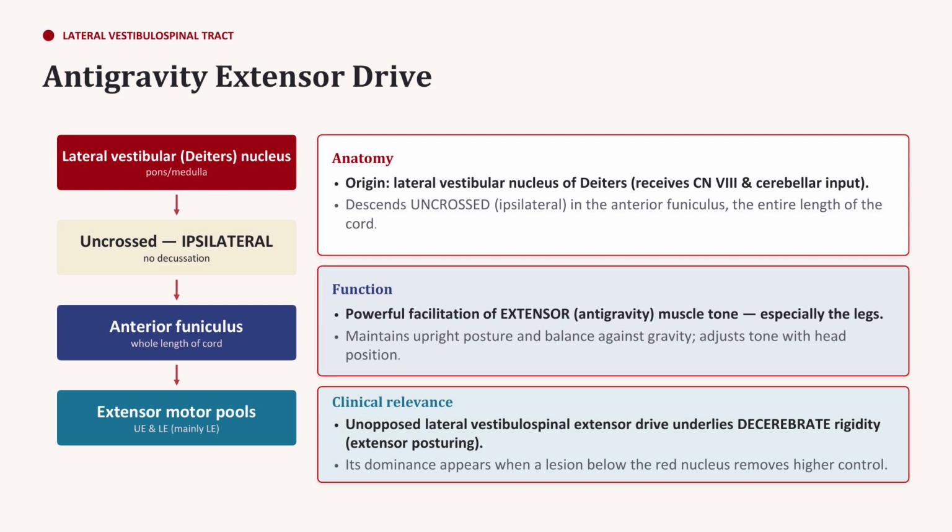Clinically, this tract is the engine of decerebrate rigidity. When a lesion sits below the level of the red nucleus, the extensor-facilitating vestibulospinal and pontine reticulospinal systems are released from higher control and dominate, driving the whole body into rigid extension. So pair this tract in your memory with the lateral corticospinal and rubrospinal picture. Extensor drive from vestibulospinal, flexor drive from rubrospinal, and the level of the lesion decides which one wins.